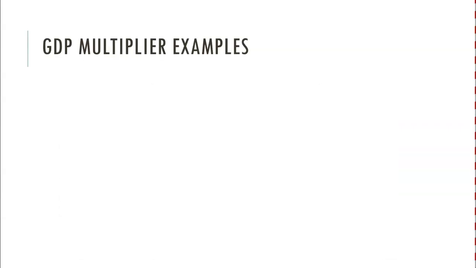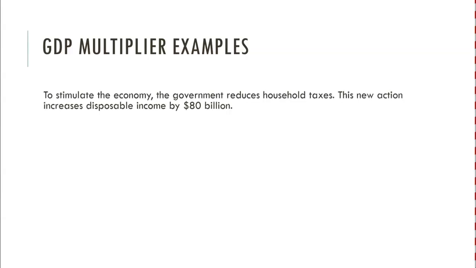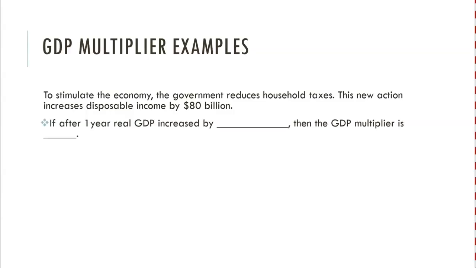Now let's go through some examples and practice actually calculating this. To stimulate the economy, let's say the government reduces household taxes. This action increases disposable income by $80 billion. We're going to look at some different numbers, and we're going to say if after 1 year real GDP increased by a certain amount, then our GDP multiplier is blank. If you'd like, you can pause and go through and do these yourself, or you can watch along and do them with me in real time.